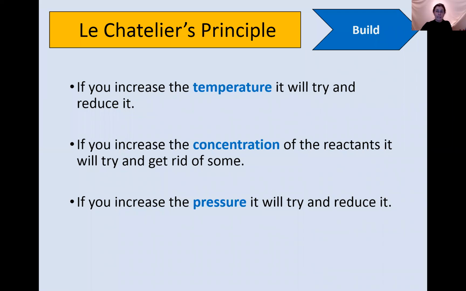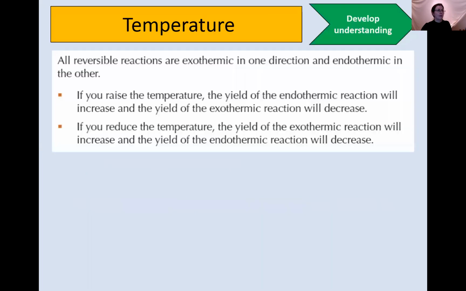So just to go through Le Chatelier's principle, if you increase the temperature, then the system will try to reduce it. If you increase the concentration, the reaction will try to get rid of the reactants if it's the reactants you've increased. So it'll try and decrease the concentration of whatever it is you've increased. If you increase the pressure, then the system will try to decrease the pressure by moving to the side that's got the least number of molecules. We're going to look at temperature.